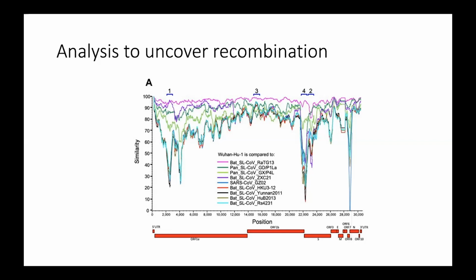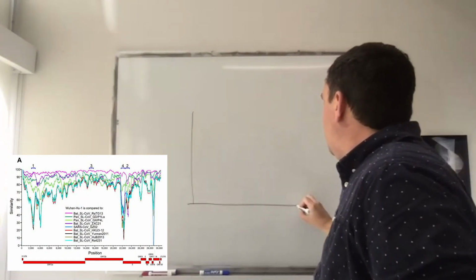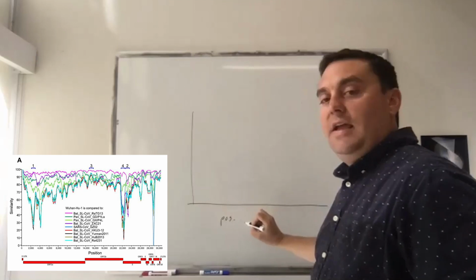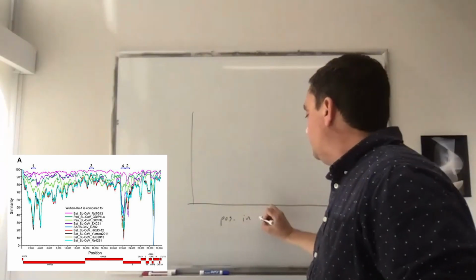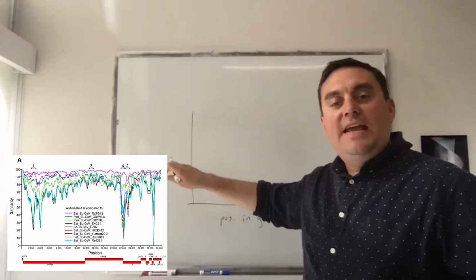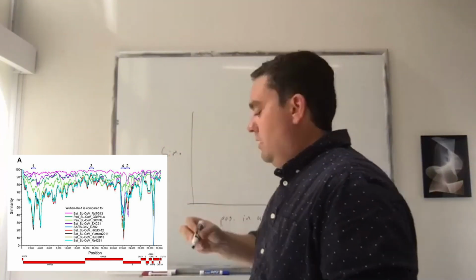And so this is a little bit complicated, so I would like to go to the board and walk you through what's going on here. This is the first time I've ever tried to explain this kind of analysis, so bear with me. Let's start with the x-axis. That's position in the genome. And the y-axis is genetic similarity.